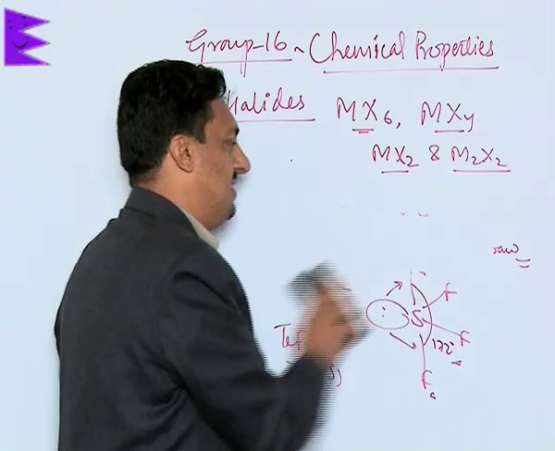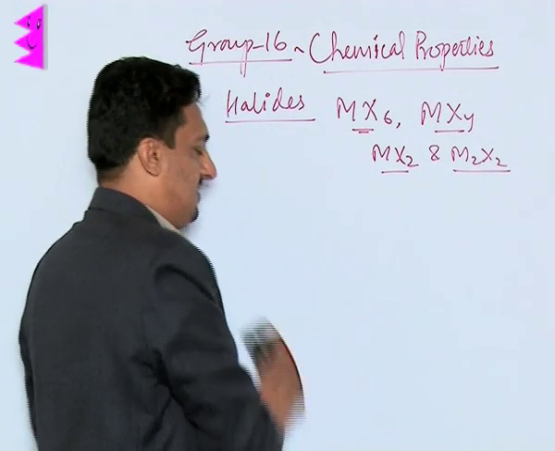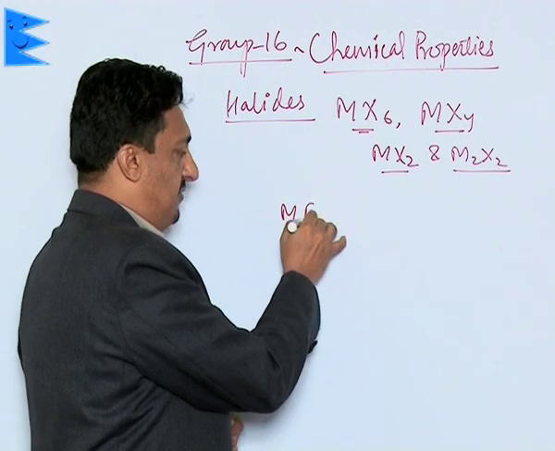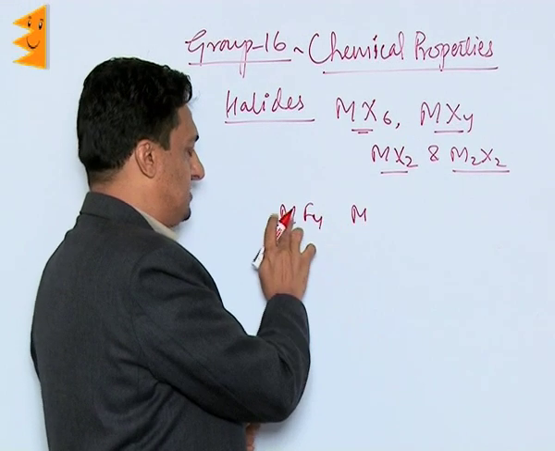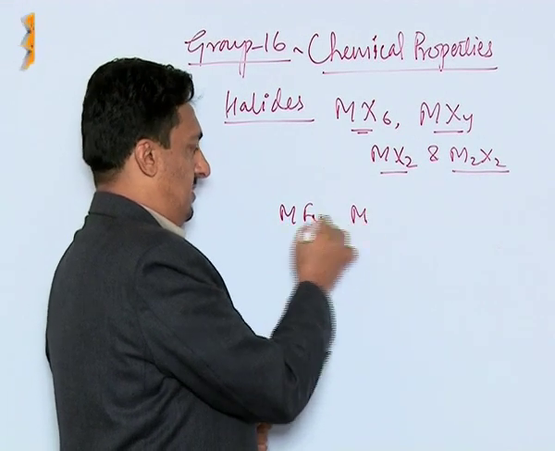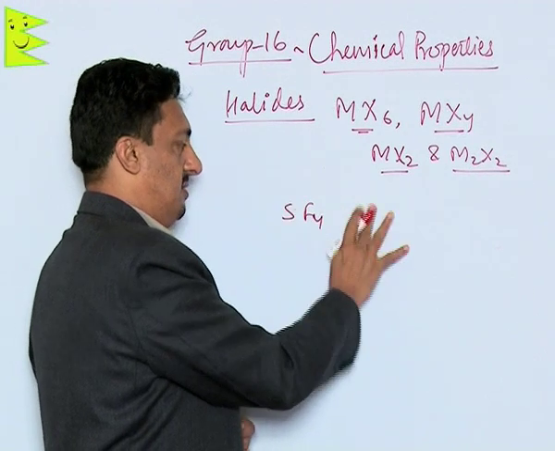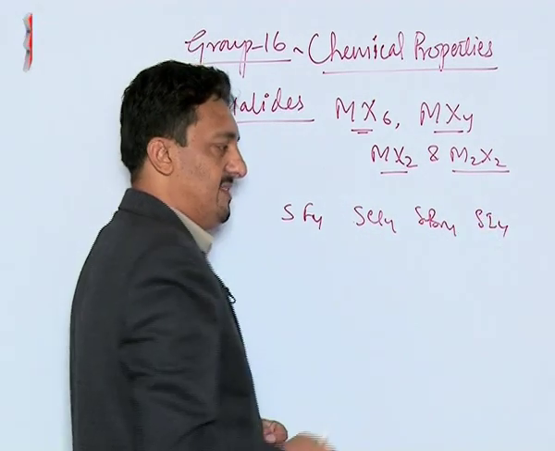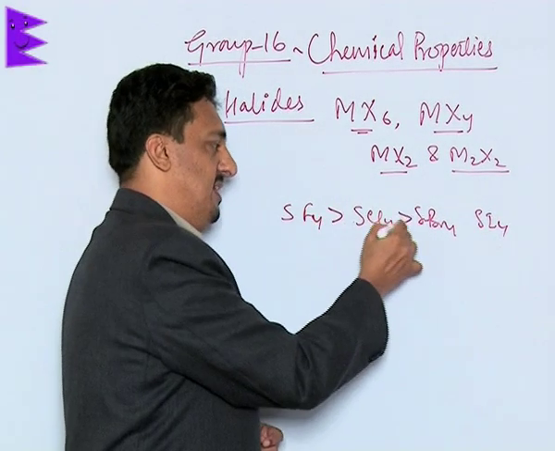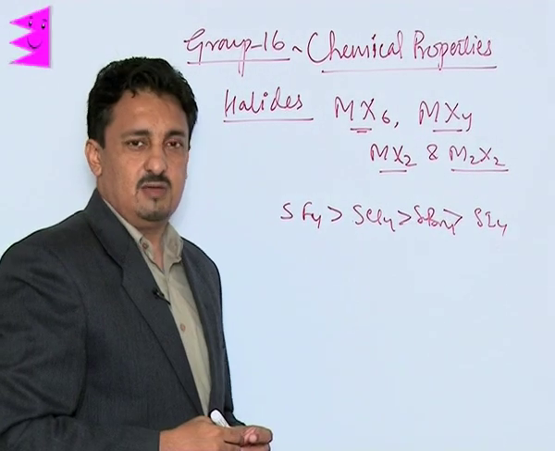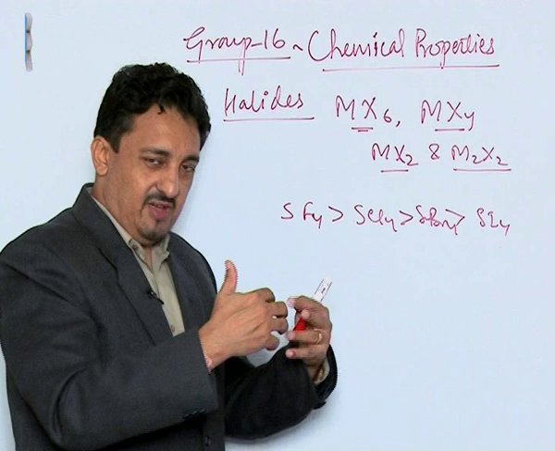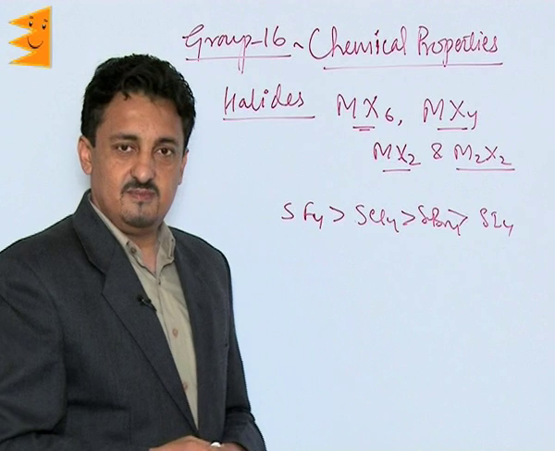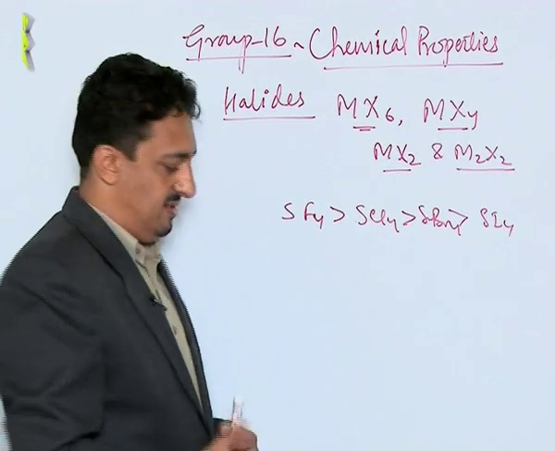Also you need to understand, whether it is MX6 or MX4, that the stability of the halides, I think that's common throughout the periodic table. Let's take the example of SF4, SCl4, SBr4 and SI4. What we will find is that the stability of the halides decreases with the increasing atomic number of the halogen, because the bond strength between the halogen and the central atom decreases with the increase in the size of the halogen. That's why the stability decreases across this.